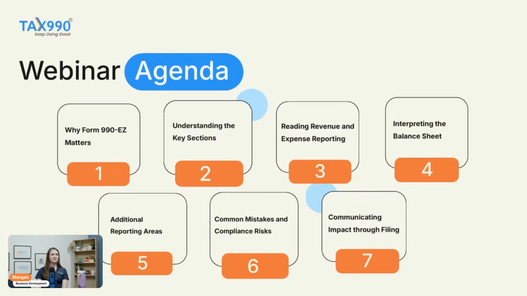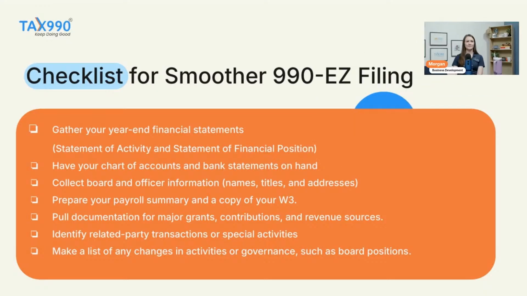All right. On today's agenda, we're going to cover several different things. We're going to cover why Form 990-EZ matters, understanding the key sections, reading revenue and expense reporting, interpreting the balance sheet, additional reporting areas, and common mistakes and compliance risks. We'll also talk about the impact of late filing. Okay, so let's dive in.